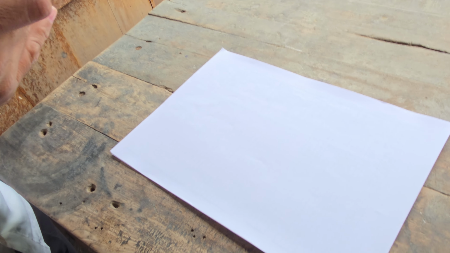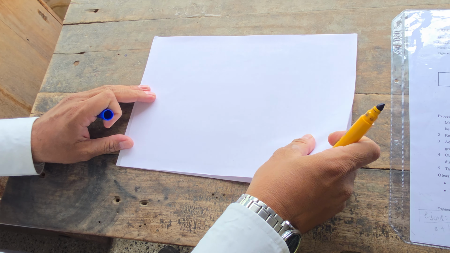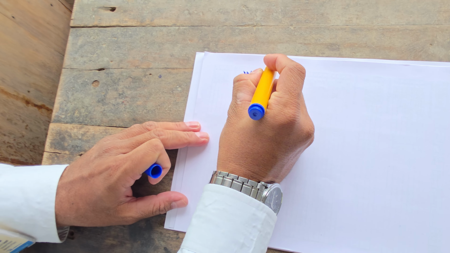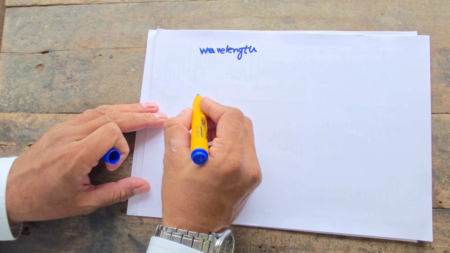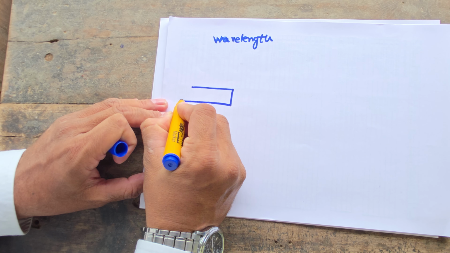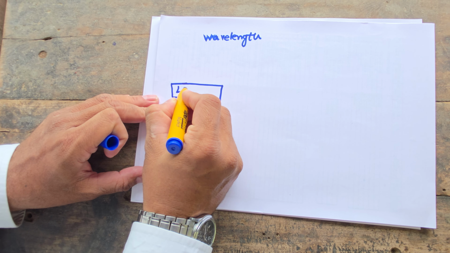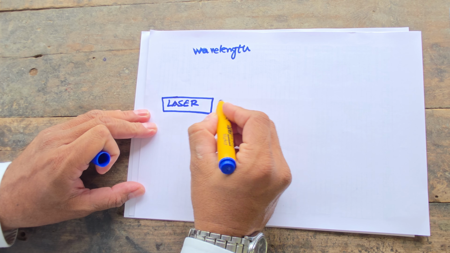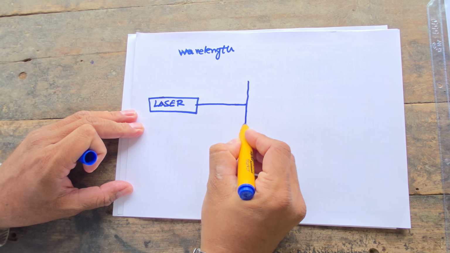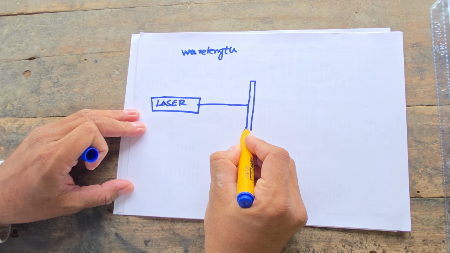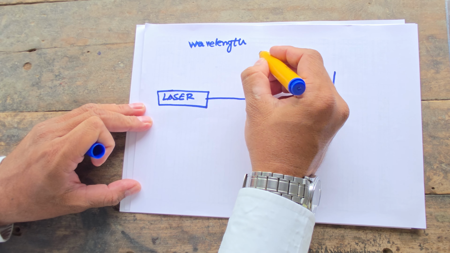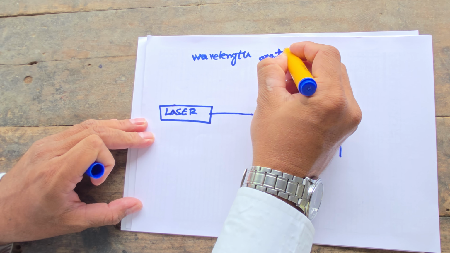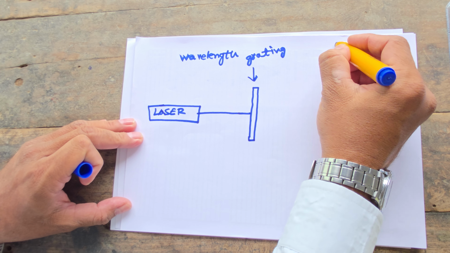Okay, so I will draw the experimental setup here for determining the wavelength. First of all, we have a laser beam here. So this is the laser. Then we have a grating. So this is the grating, and this is the screen here.